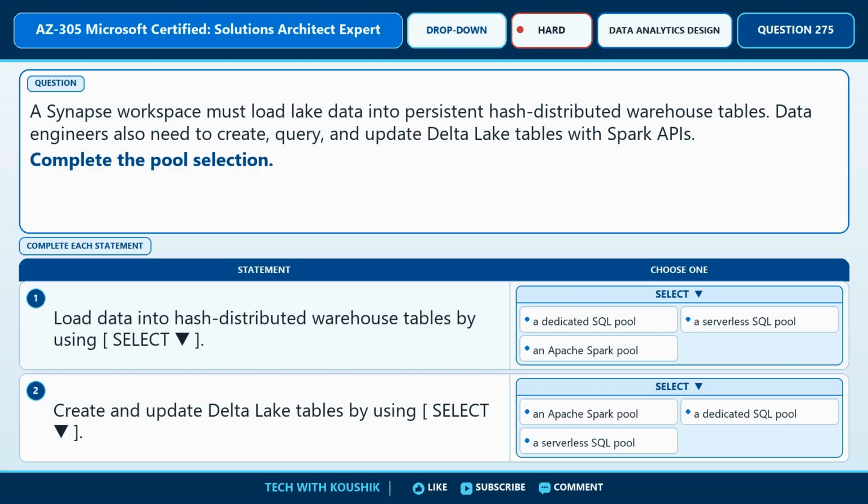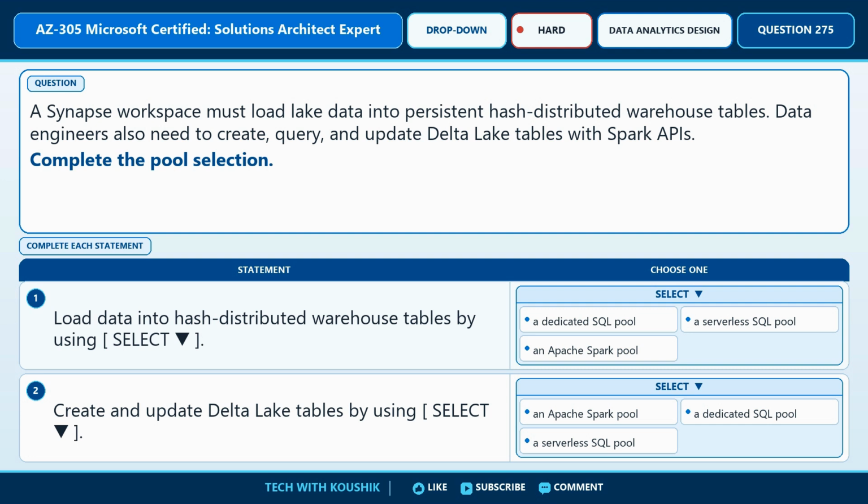Question number 275. Review the situation. A Synapse workspace must load lake data into persistent hash-distributed warehouse tables. Data engineers also need to create, query, and update Delta Lake tables with Spark APIs. Complete the pool selection. Statement 1. Load data into hash-distributed warehouse tables by using the blank. Select from a dedicated SQL pool, a serverless SQL pool, or an Apache Spark pool.